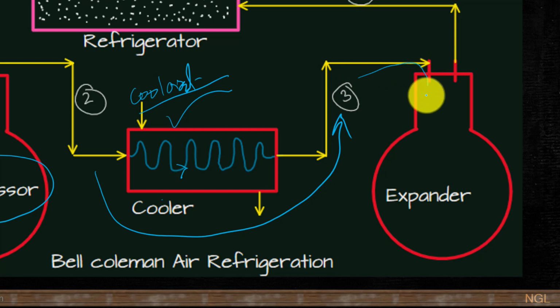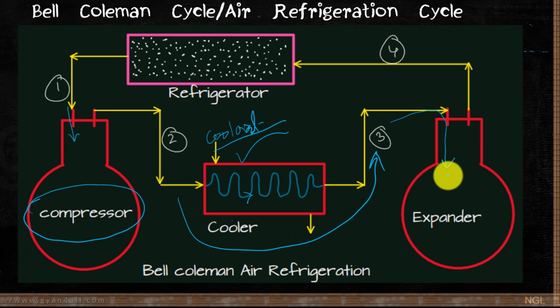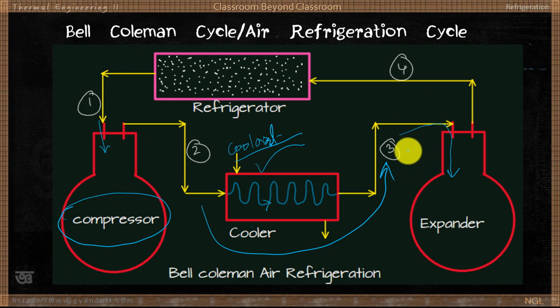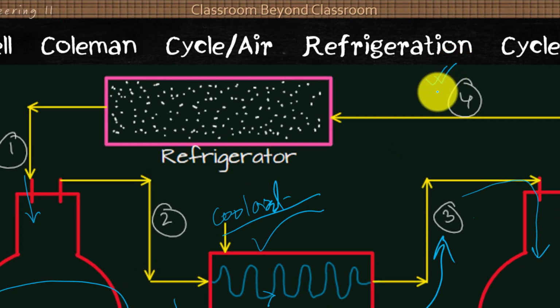Then it enters into the expander. The expander is like a turbine. A turbine expands something, but we call it an expander in the refrigeration cycle. So due to the expansion, what happened? The pressure will decrease, volume will increase, and temperature will also decrease. So this process is the 3-4 expansion process, and this low temperature, low pressure, high volume air enters into the refrigerator.